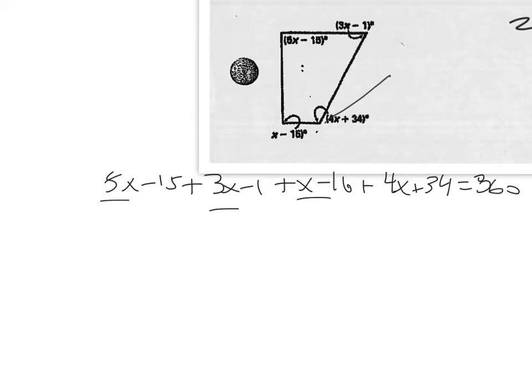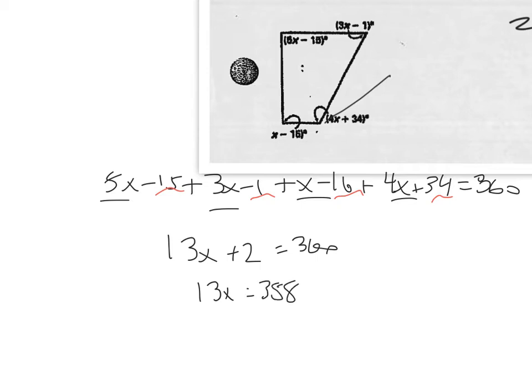Combine all your x's. 5 plus 3 is 8, plus 1 is 9, plus 4 is 13x. Then negative 15 minus 1 minus 16 plus 34 is positive 2. I added all these up, equals 360. Subtract 2 from both sides. So 360 minus 2 is going to be 358. And then divide that by 13. And we get x equals 27.54.